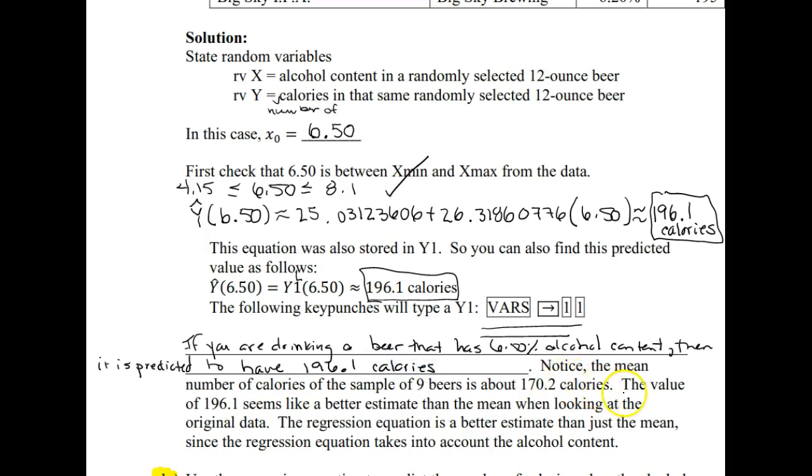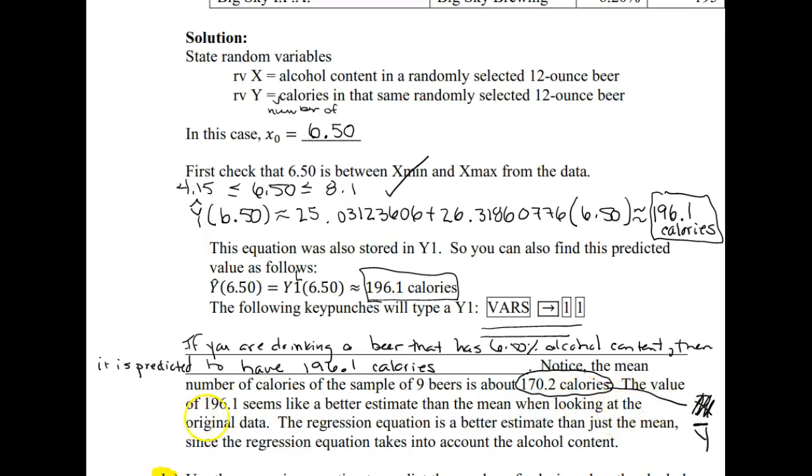Notice the mean number of calories of the sample of 9 beers is about 170.2. That's the output, Y bar. If we were to add up all of the calories for the 9 beers and divide by 9, or just use the calculator to compute that for us, the average calories in these 9 beers is 170.2.